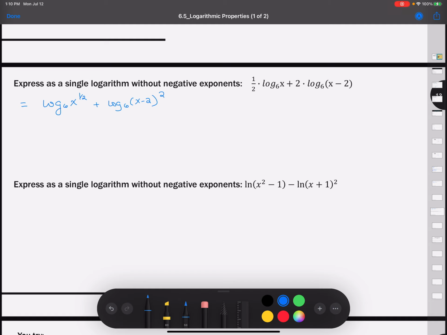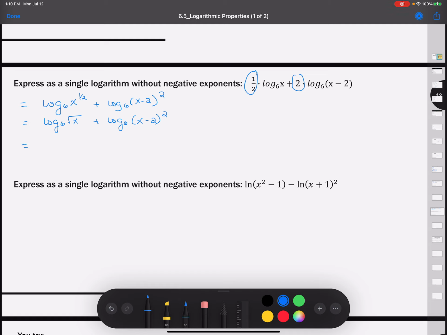So now we just moved the factors into the exponent position. These are the factors that I just moved into the exponent position. Now that I have that, I can rewrite this first term as log base 6 of the square root of x, and then plus log base 6 of x minus 2 quantity squared.